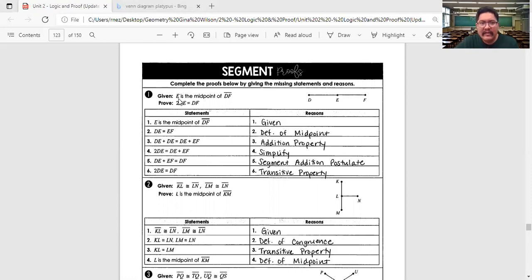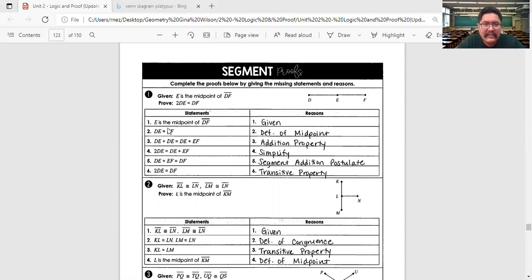So again, anytime we have a given, we must assume that it's true. So E is the midpoint of DF. So there's our line segment DF, and E is right in the middle. And there's a couple of things that we could get from that. So we want to prove that 2 times DE is equal to DF. DE is just this short segment right here, and if we double that, it's going to be the same as D to F, which is the entire line segment.